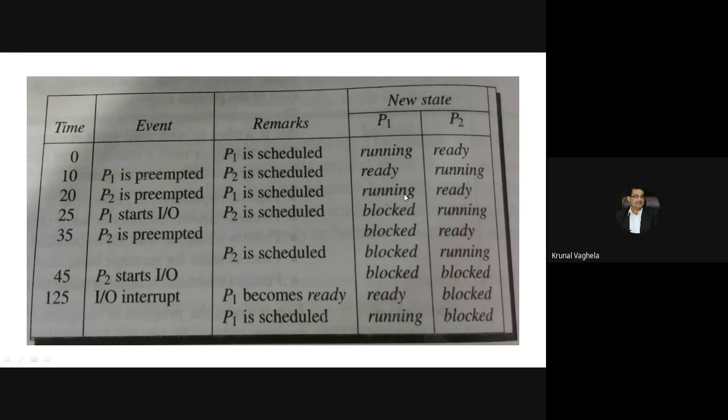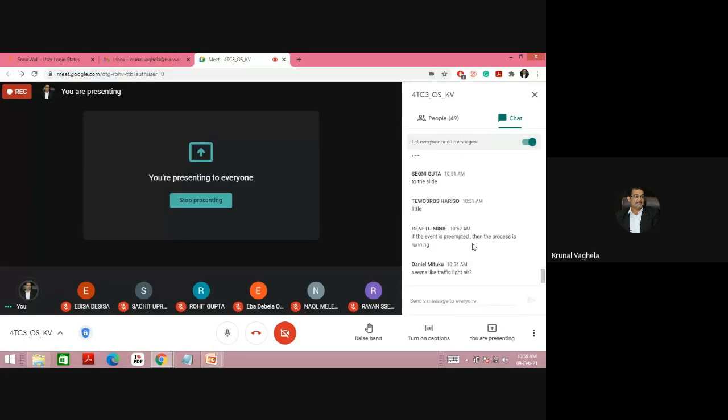So this is only two processes, but there are n number of processes. So the state of the processes keeps changing like this. So now understood? Yeah, seems like a traffic light. Exactly, it is like that only. So any doubt, any query?